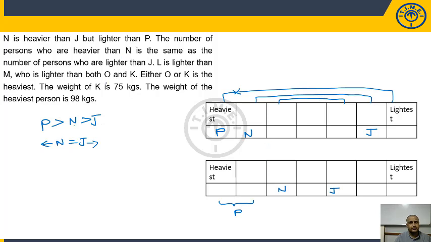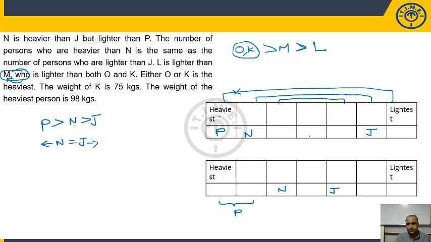So let's move further. L is lighter than M. Our order is heaviest to lightest, so that's why I have converted it into greater than. L is lighter than M, which is nothing but M is heavier than L. Next, M is lighter than both O and K. But among O and K, who is lighter and who is heavier is not given.